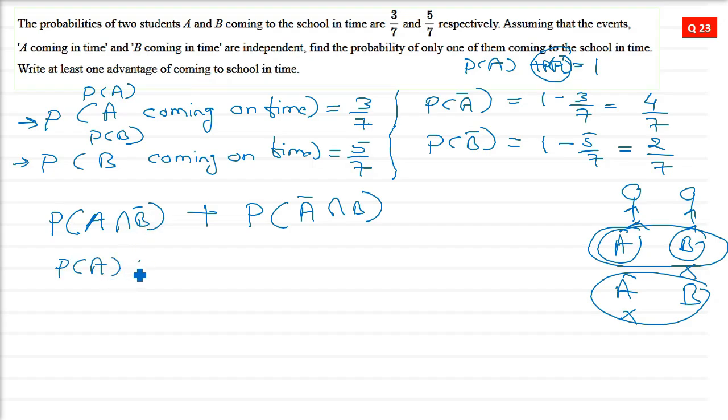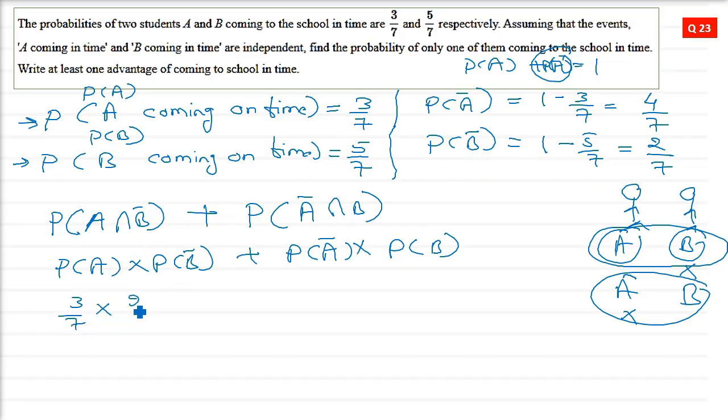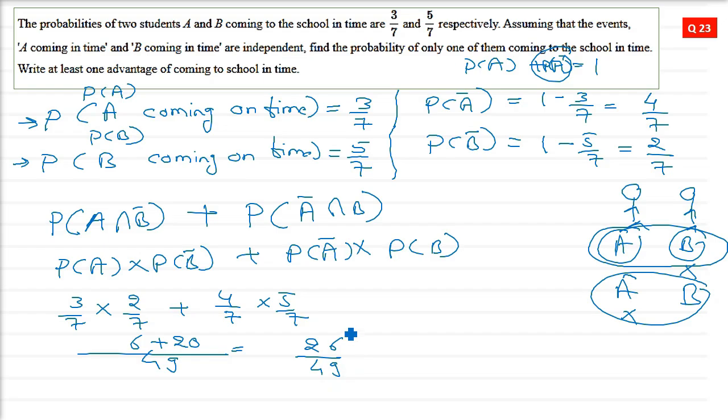Since they are independent events, P(A intersection B bar) is P(A) into P(B bar), plus P(A bar intersection B) is simply P(A bar) multiplied by P(B). Since we have already computed the values, P(A) is 3 by 7, P(B bar) is 2 by 7, P(A bar) is 4 by 7 and P(B) is 5 by 7. So it's 7 7s are 49, 3 2s are 6 and 5 4s are 20. So 26 divided by 49 comes out to be the probability for this question.